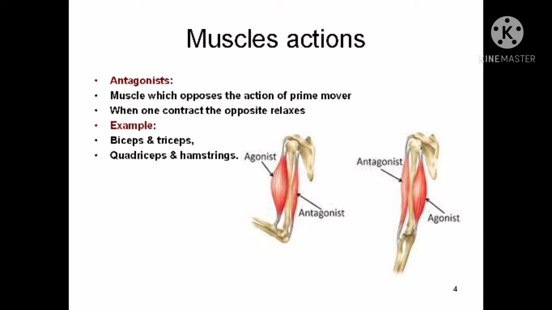In the lower limb, the quadriceps and the hamstring muscles. The quadriceps are the extensors of the leg at the knee joint, and the hamstrings are the flexors of the leg at the knee joint. The hamstrings are present on the posterior side, and the quadriceps are present on the anterior side of the thigh region.